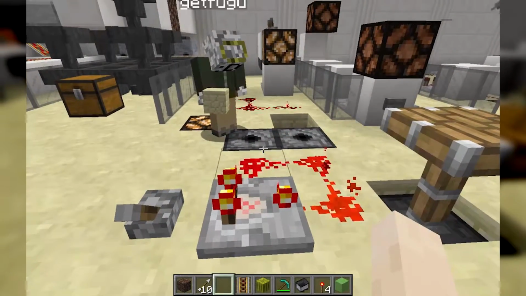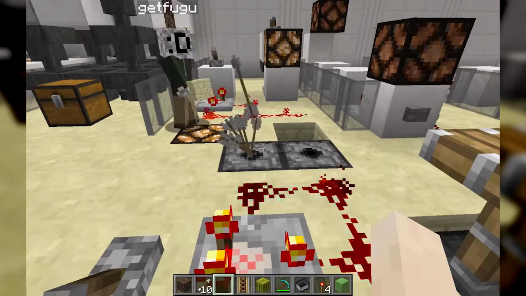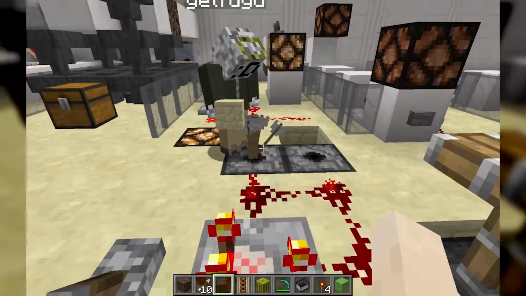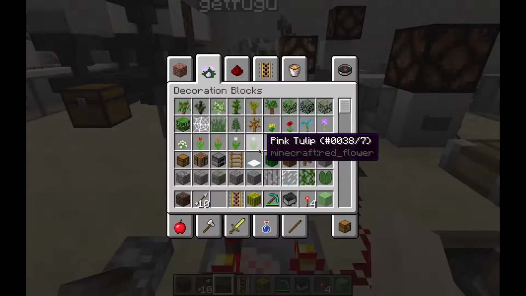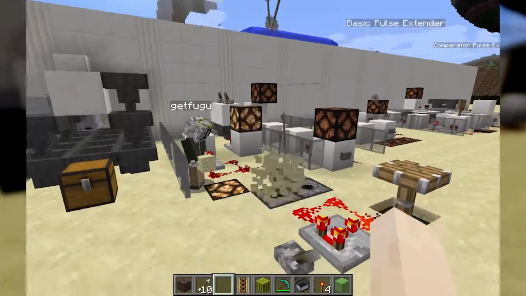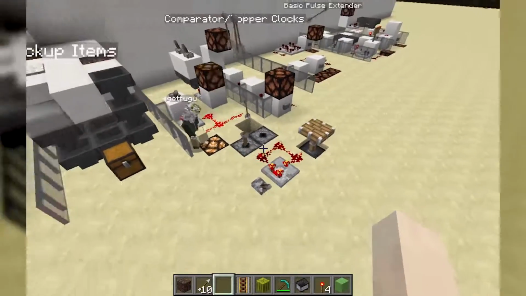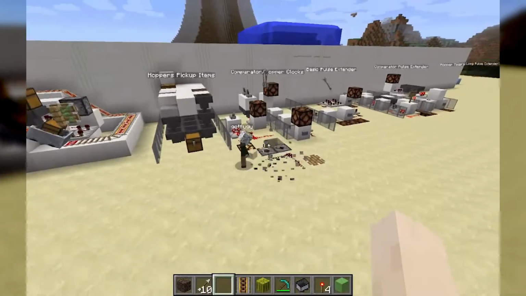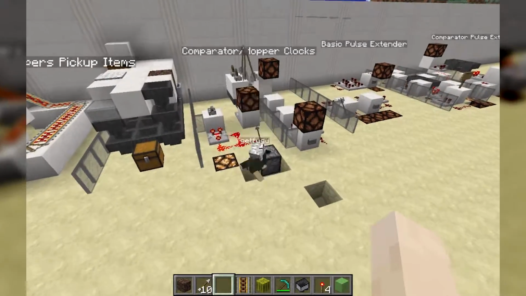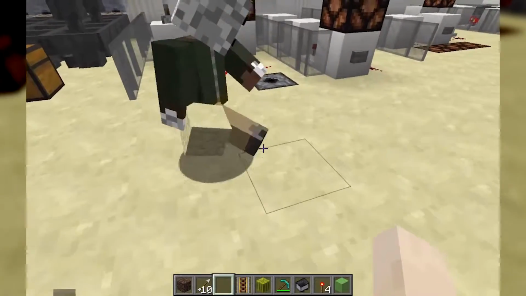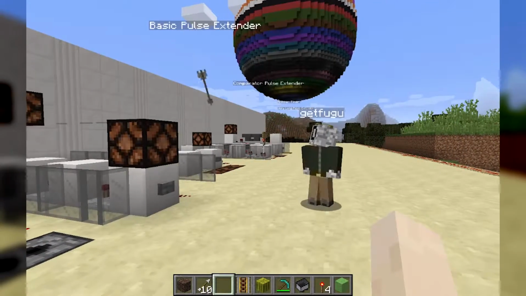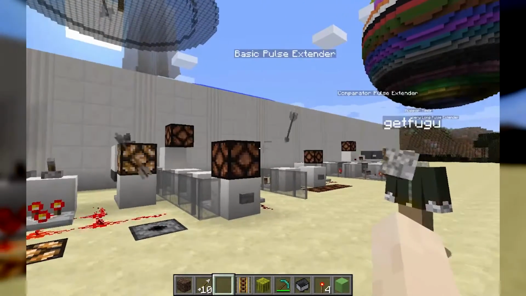So if I put 25 arrows in this one, it flicks up and down. But it hits the armor stand, so they just... Chaos. And chaos ensues. Pretty much. Now, we'll go on to comparators and hoppers used as pulse extenders.